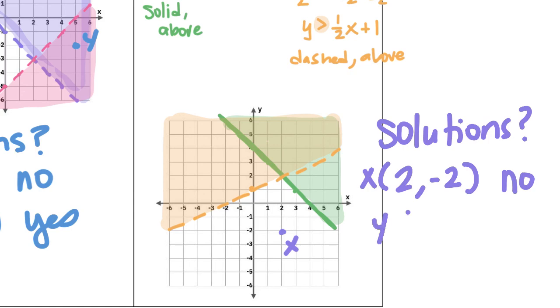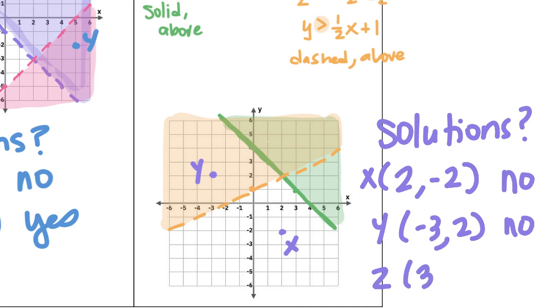So now let's do point y, and let's make that be negative 3, comma 2. So negative 3, 2 is right here. So it's in the colored in part, but it's only colored in orange, and I need it to be colored both colors. So that one doesn't work either. So let's try one that's going to work. So point z, let's say that it's at positive 3, positive 4. So 3, 4 is right here. So see how that part is colored both green and orange? So yes, that one does count as part of the solution.